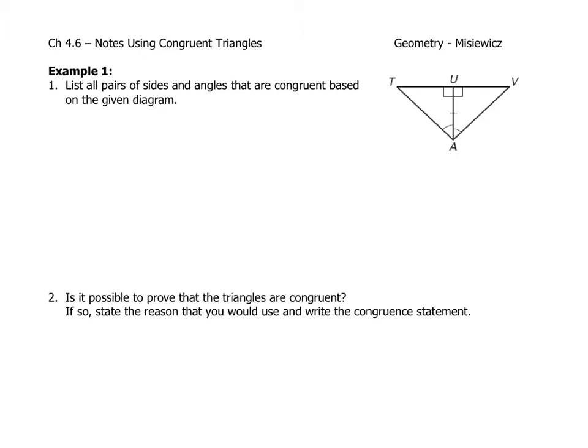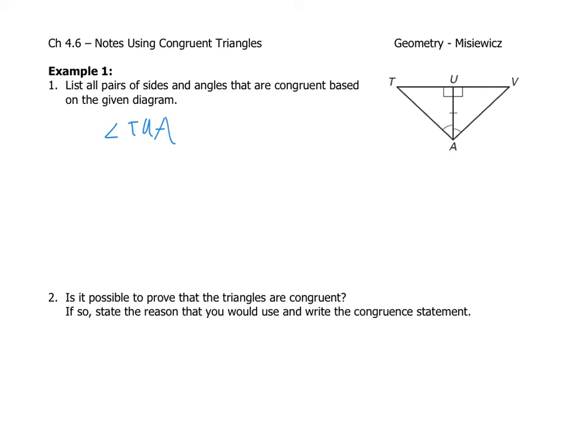In this video, we're going to learn how to use congruent triangles to help us find the information we're asked to discover. So let's start with this example. It's asking us to list all pairs of sides and angles that are congruent based on what's already been given. And obviously we can see that there are two right angles, and we like right angles because they often make our computation or observation a lot easier.